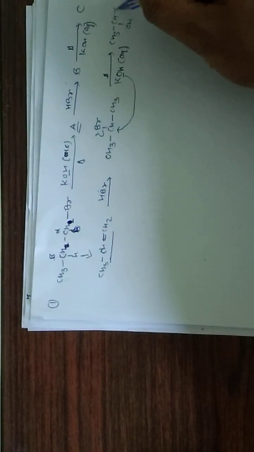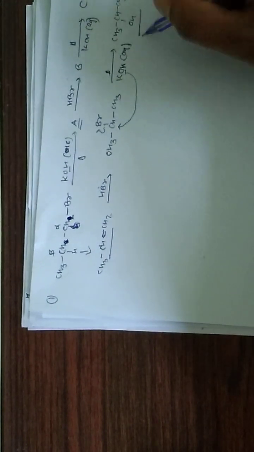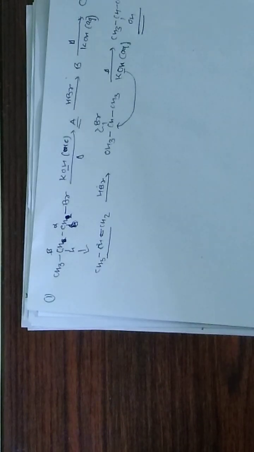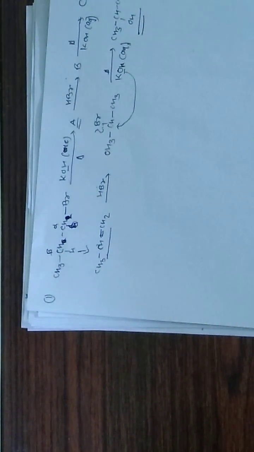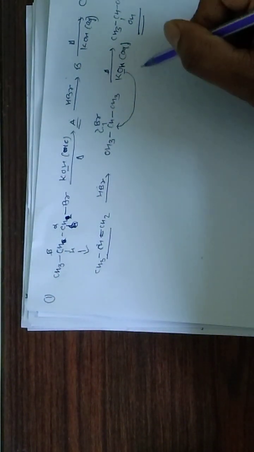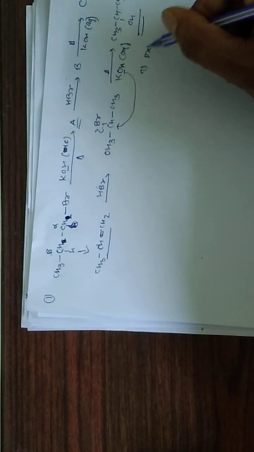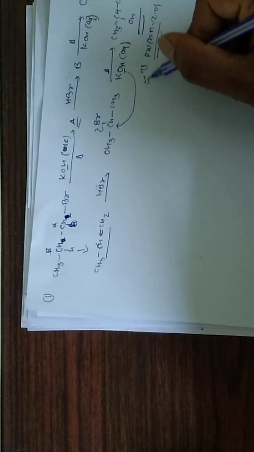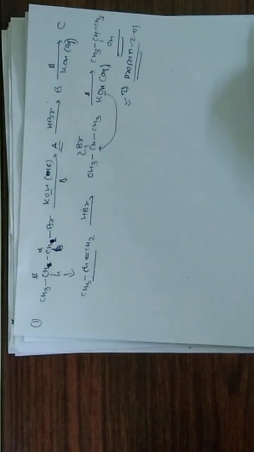CH3CHOHCH3. So what is the IUPAC name of that product C? Propan-2-ol. So here option 2 is correct. In option 2, propan-2-ol is given. So the second option is correct for that question.